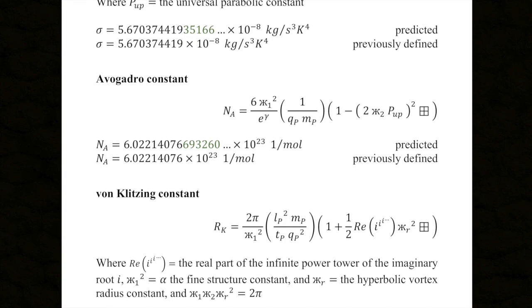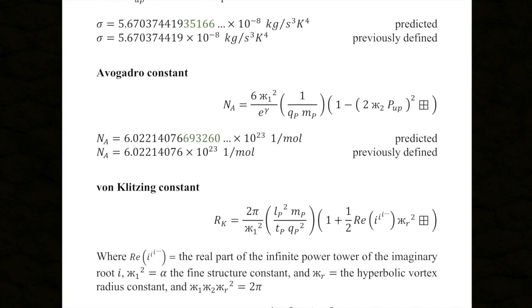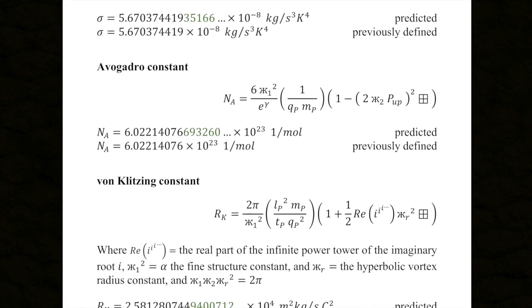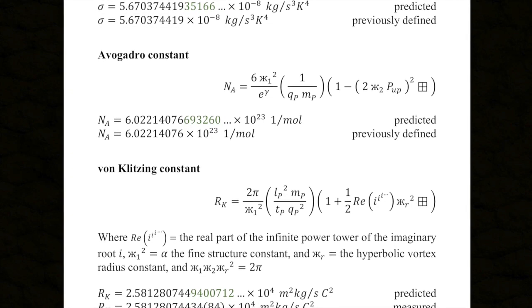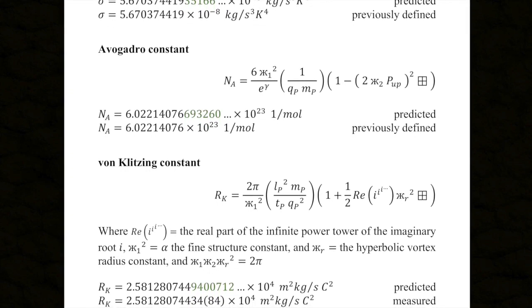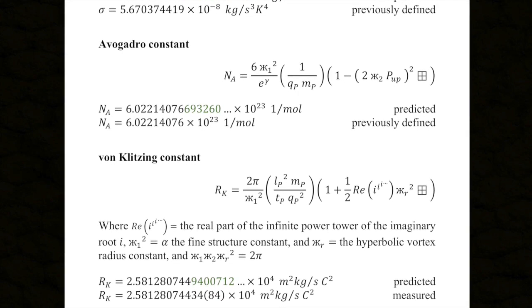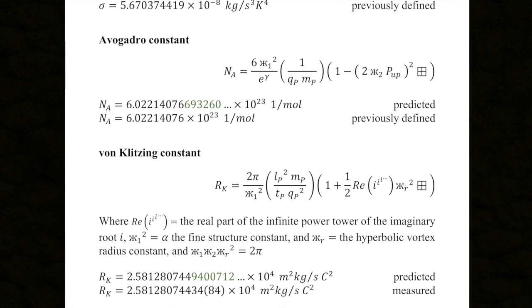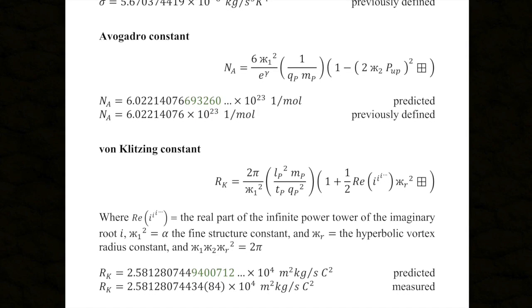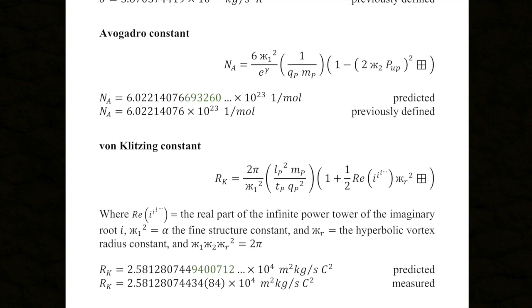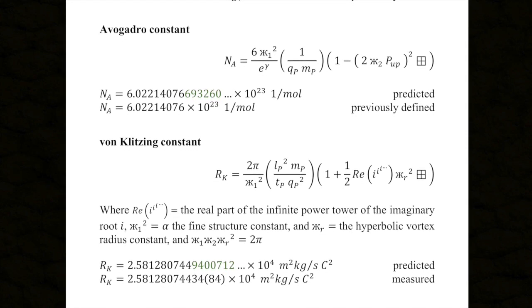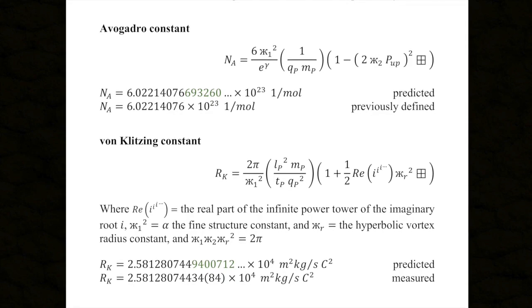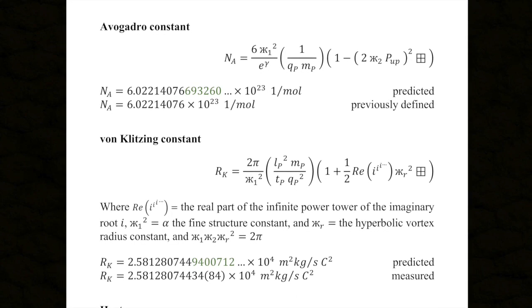The von Klitzing constant, this is one of the most beautiful ones. This constant of nature has a primary action of 2 pi divided by the fine structure constant, or J1 squared. Its terminal action, 1/2 something r squared, a very familiar sounding relationship in physics, right? But that something is the real part of the infinite power tower of the imaginary root, or of i. 1/2 times the real part of the infinite power tower of i times the hyperbolic vortex radius squared.